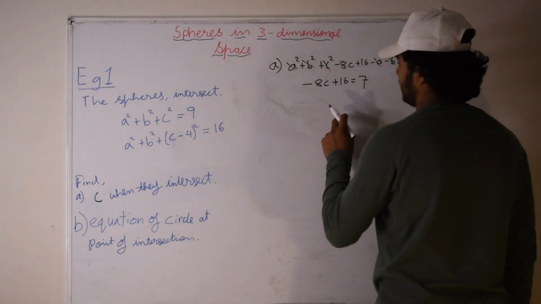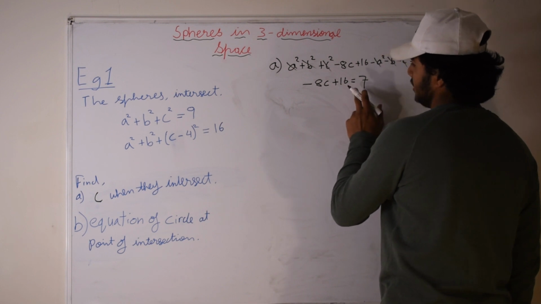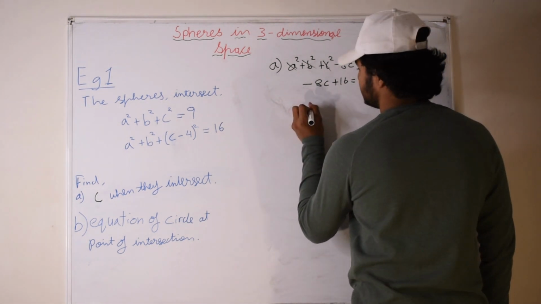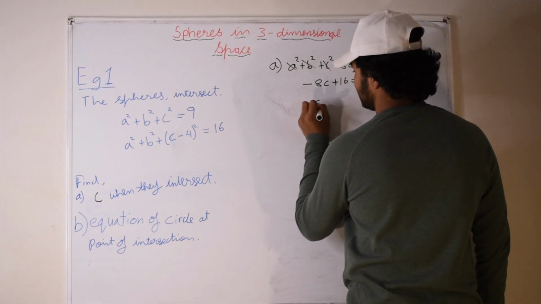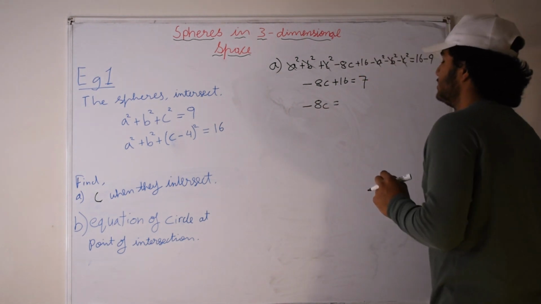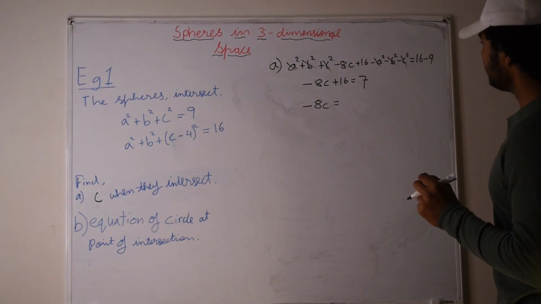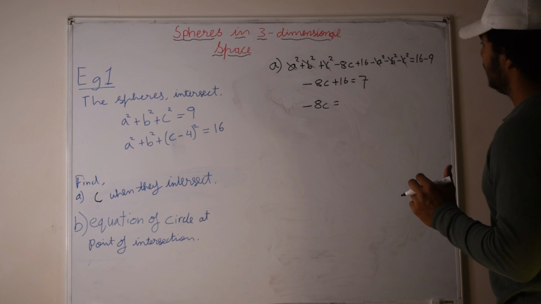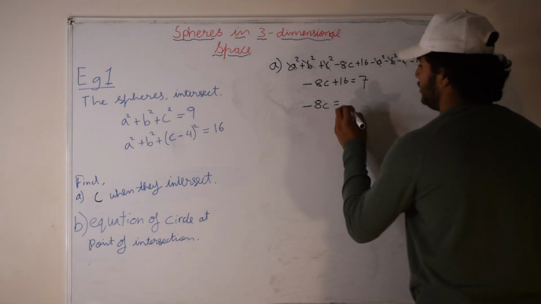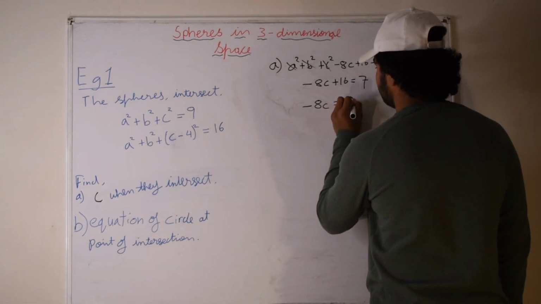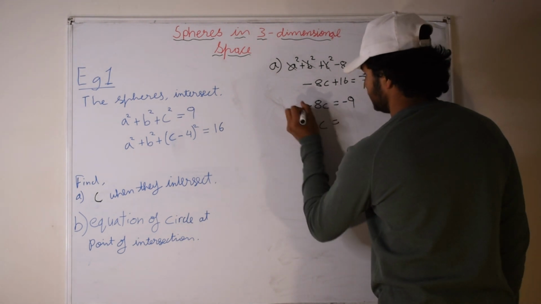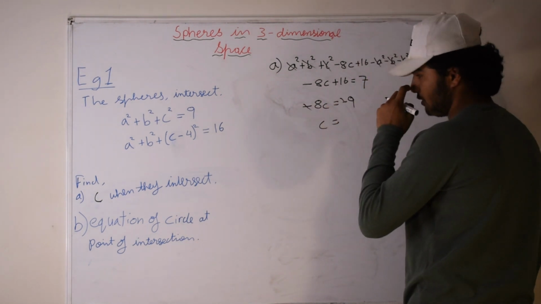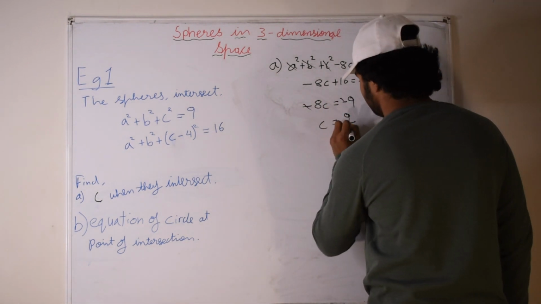Correct? Next step, minus 16 from both sides, minus 8c equals 7 minus 16, which then gives me negative 9, I believe, yep, negative 9. C then equals, minus gone, 9 upon 8.